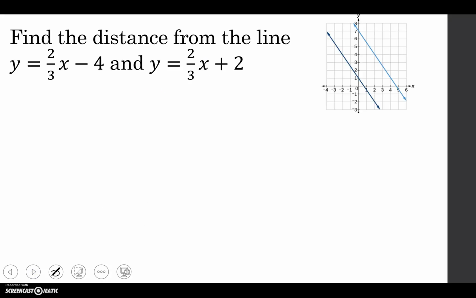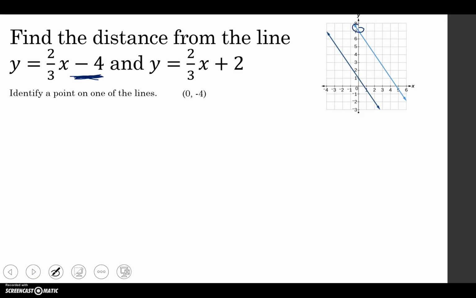So here are two equations. We have 2/3 x minus 4 and 2/3 x plus 2. We know they are parallel because they have the exact same slopes. So the first thing I'm going to do is identify a point on one of the lines. Like I said, I'm going to use the first line, but you're going to want to use the y-intercept because it's already identified for you right here. So in this case, it's the point (0, -4).